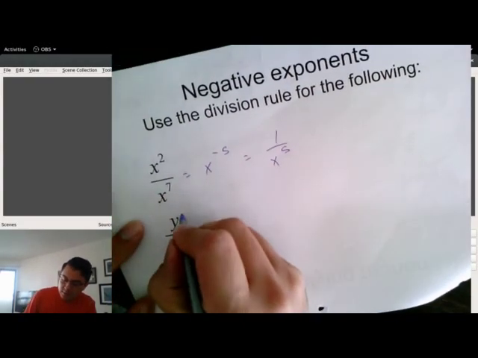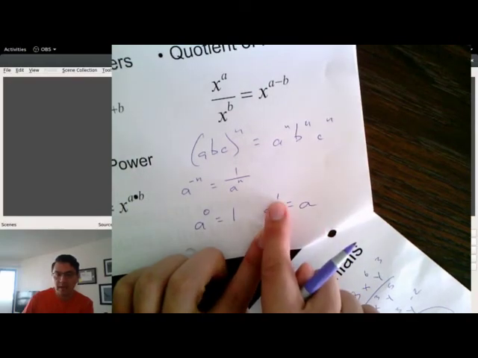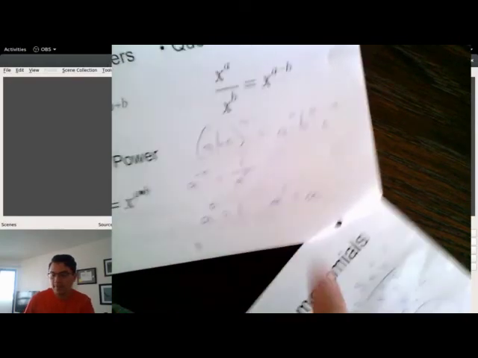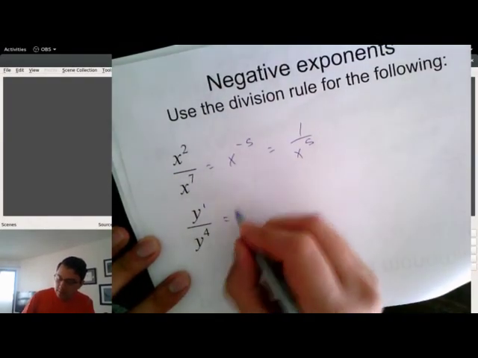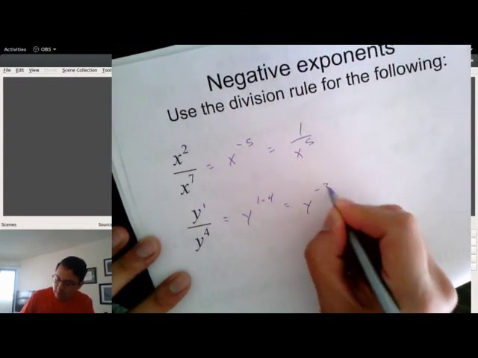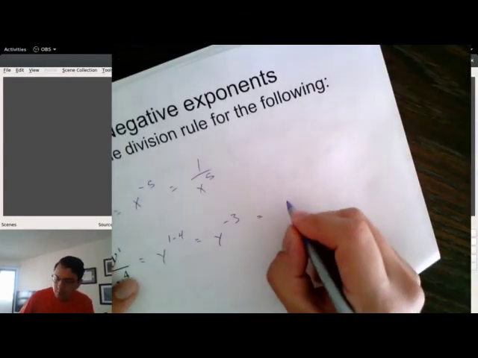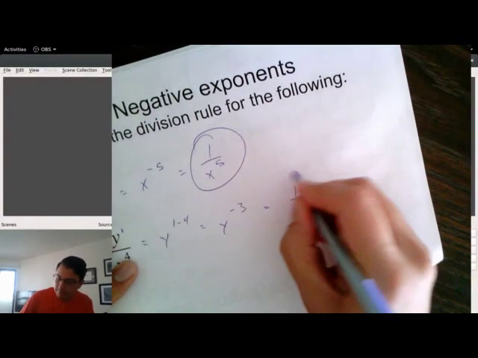This one here, remember, if you have a lone variable, by this rule right here, there's automatically a 1 above it. So this is really y to the first. So this will give us y to the 1 minus 4, which is equal to y to the negative third, which is equal to 1 over y cubed. Okay. All right. Next page.